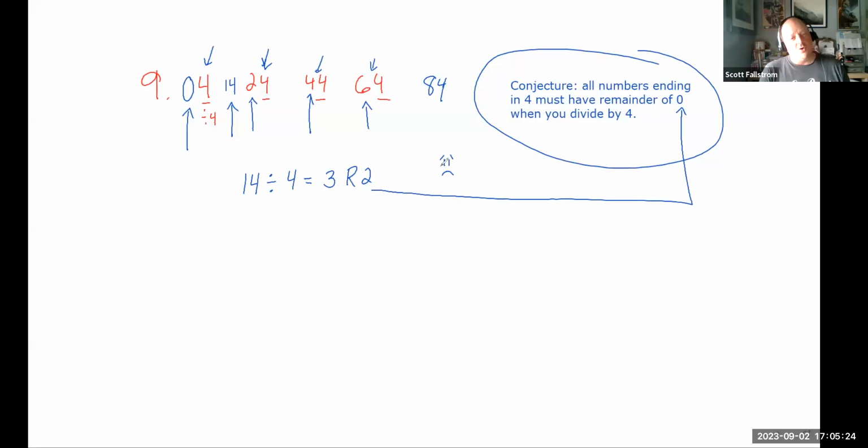Okay, we've now shown a counterexample. We showed a counterexample, the number 14. You see, the number 14 ends in a 4, but it does not have a remainder of 0 when I divide by 4. So that's a counterexample to Joey's claim. Now, maybe at that point, Joey goes, "Oh, dang it. I thought I had something."